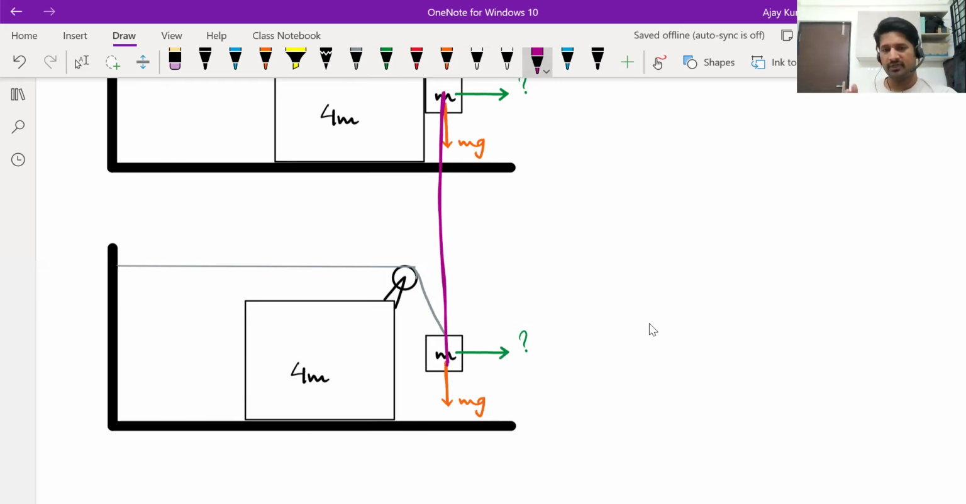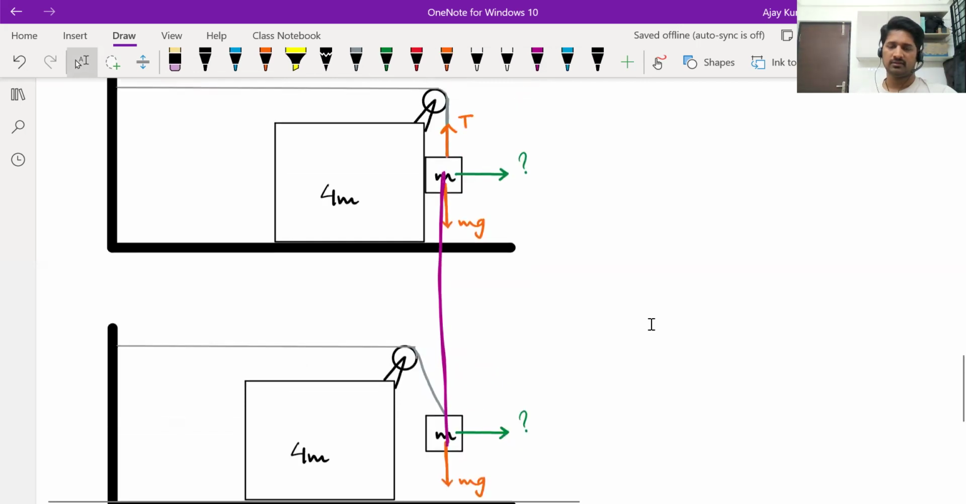Now, why some of you feel like it goes to the right is because relative to the block, it goes to the right, not with respect to ground. And relative to block, we can explain. Block is accelerating to the left. Now, why it is accelerating to the left, we'll discuss.